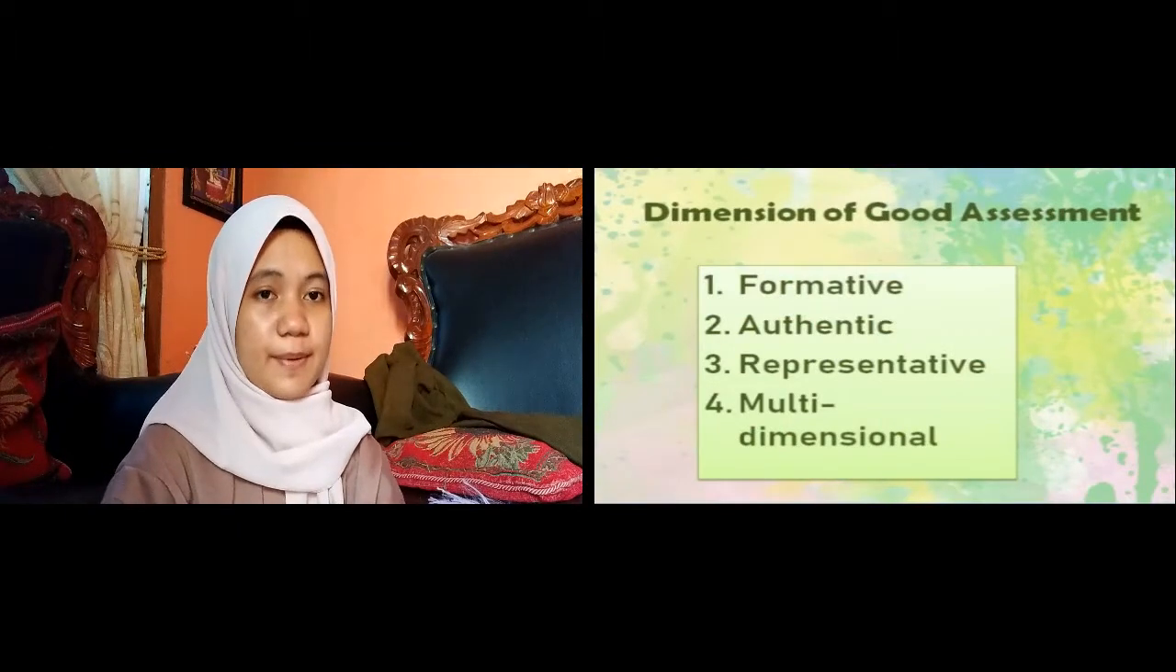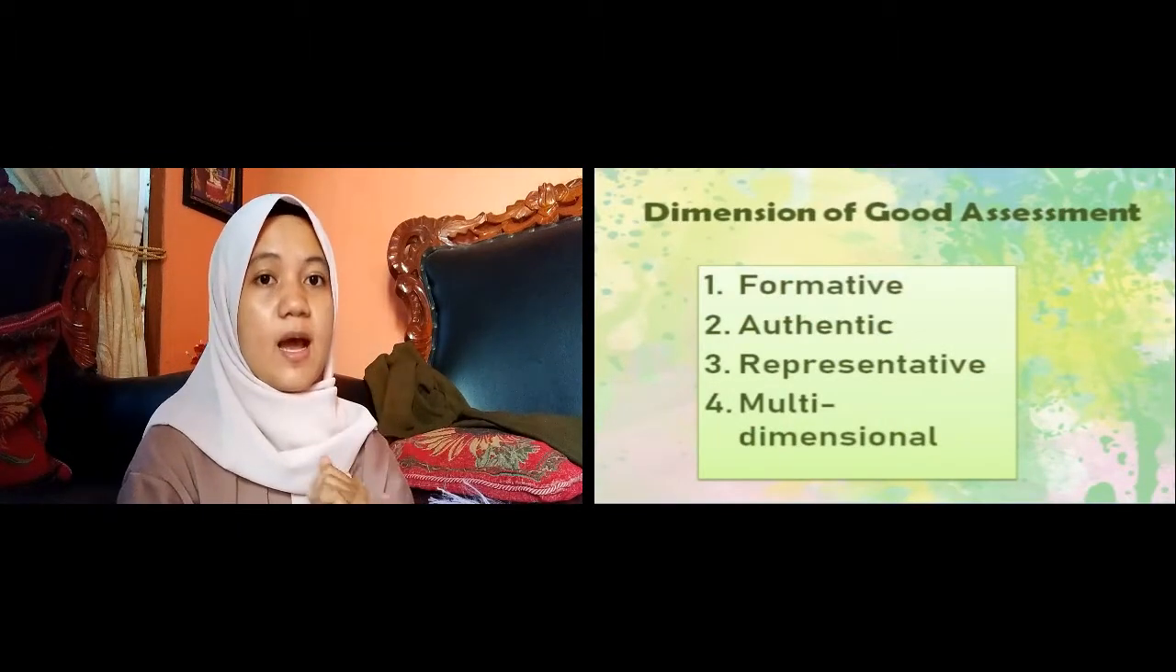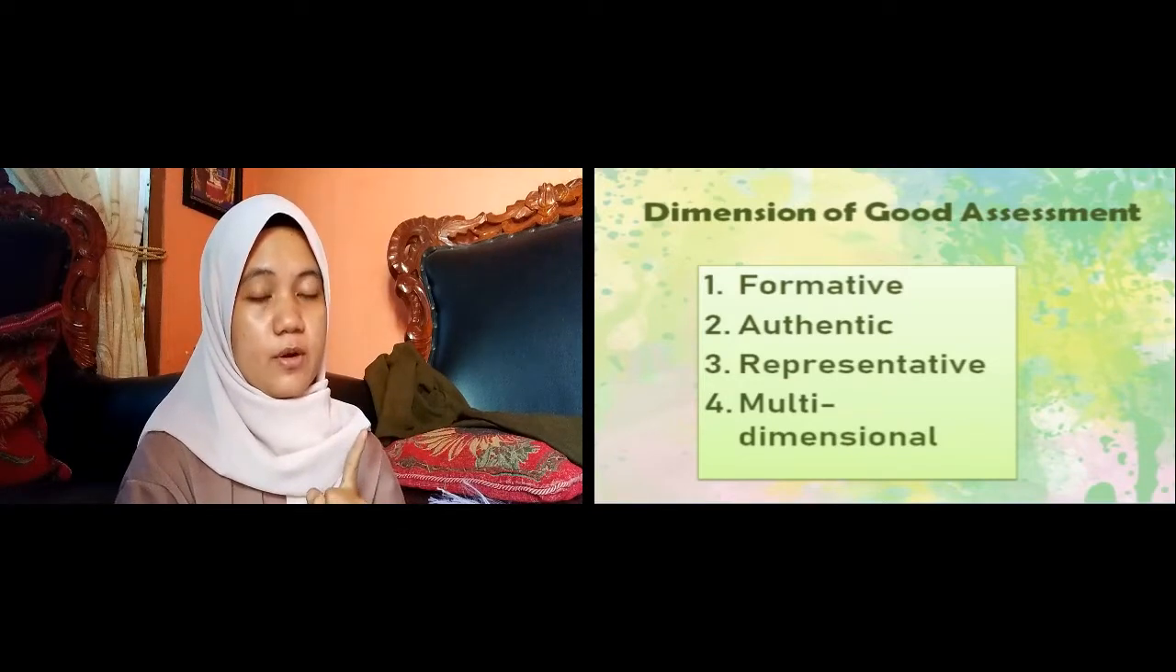So, good assessment consists of four types: the first is formative, the second is representative, the third is authentic, and the fourth is multidimensional. The first one is formative assessment. Cooperative learning facilitates formative assessment by allowing the teacher to adjust input, correct problems, identify gaps, and help students grasp the concept well before the problem is revealed with a test score.